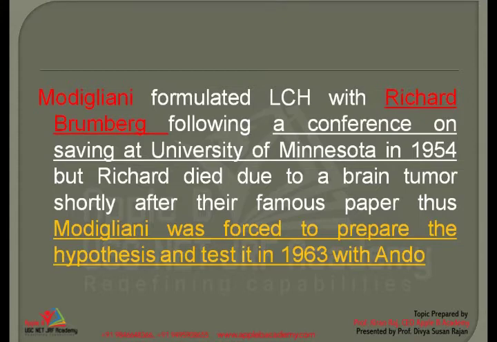That is one reason why, even though the life cycle hypothesis came up early in 1954, it was only tested in 1963 because of the sudden demise of Richard Brumberg. This is one of the important points to be noted. It will help you in answering questions when it comes to arranging theories in order of origin. So let us start with the first theory.